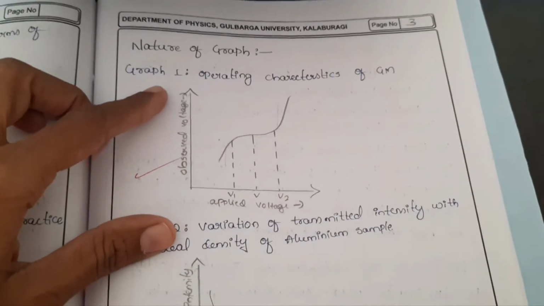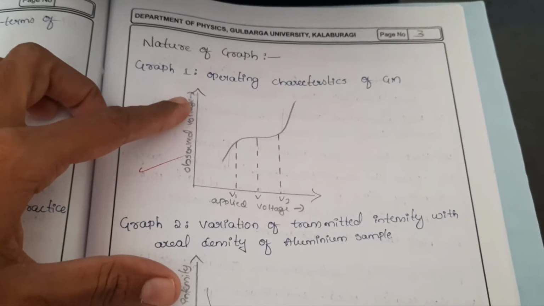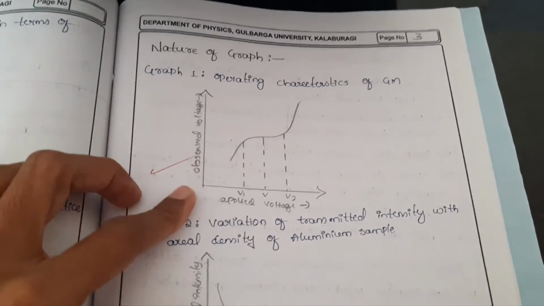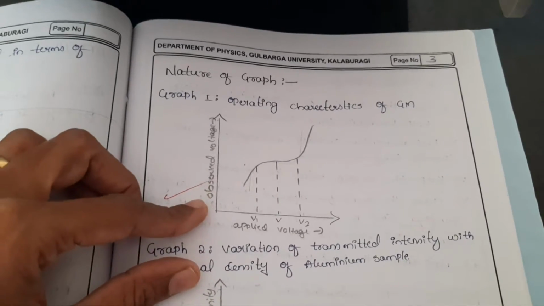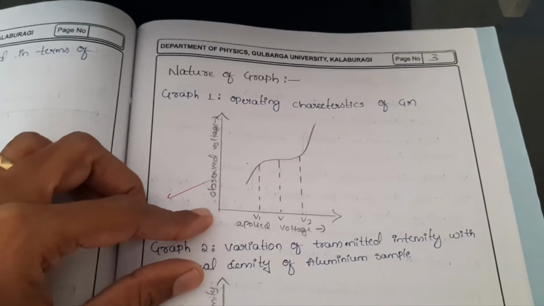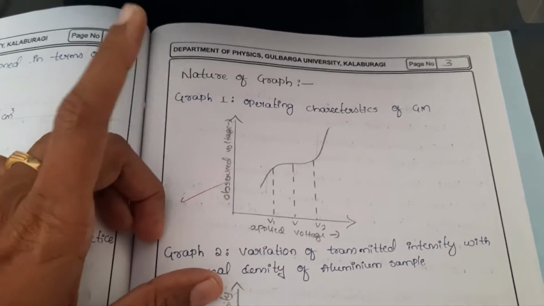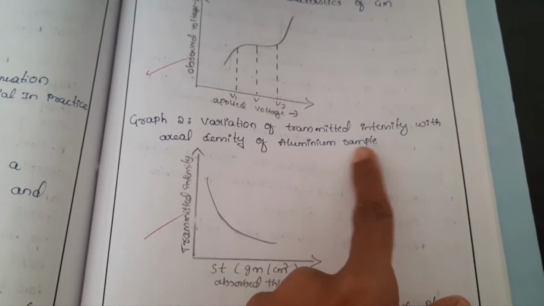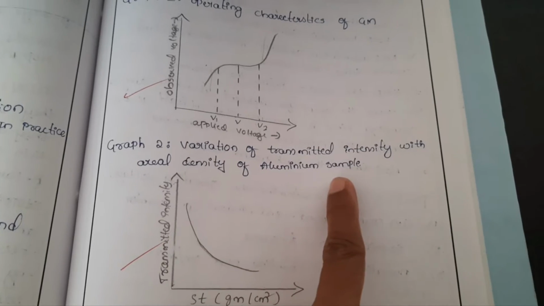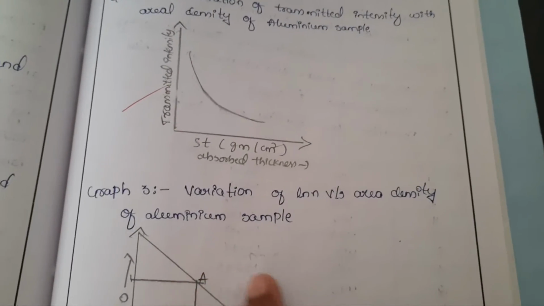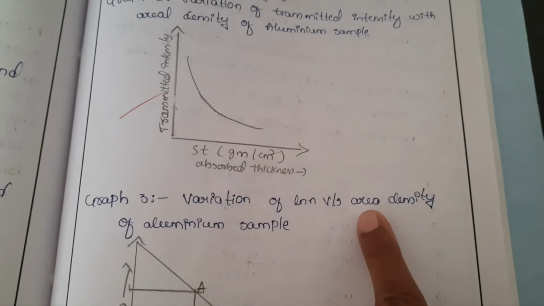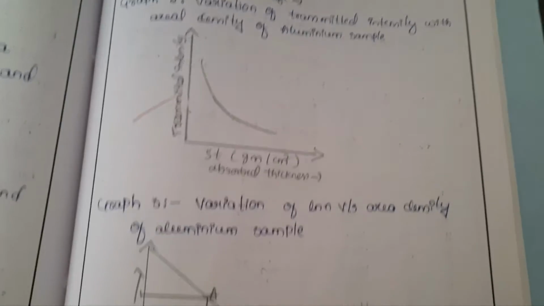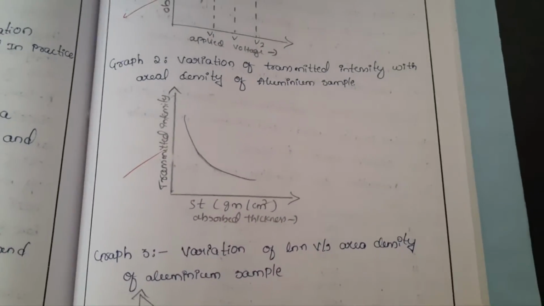Here are the three nature of graphs for this experiment. First, the operating characteristics of the GM counter. Already I have explained how to find the operating voltage in the previous video, so just go to that video. The next graph is the variation of transmitted intensity with areal density of the aluminium sample, and the third graph is the variation of ln N versus areal density of the aluminium sample.